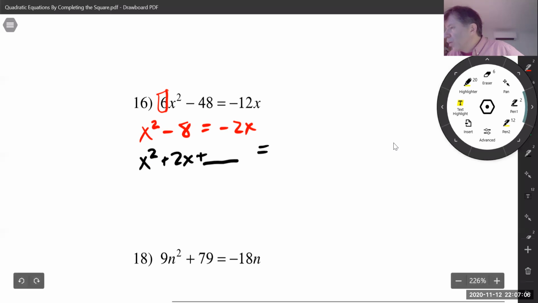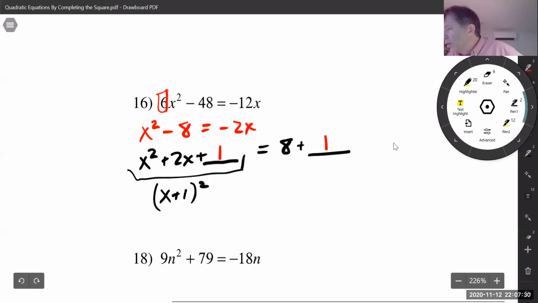And probably what I want to do is set it equal to x. And then I'll also want to add the same thing to that side. So now I'm going to go ahead and take half of 2 and square it. So that's 1, add that to that side, and add that 1 to that side. And now again, I've got my perfect square trinomial, which I know can now be put as x plus 1 squared is equal to 9.